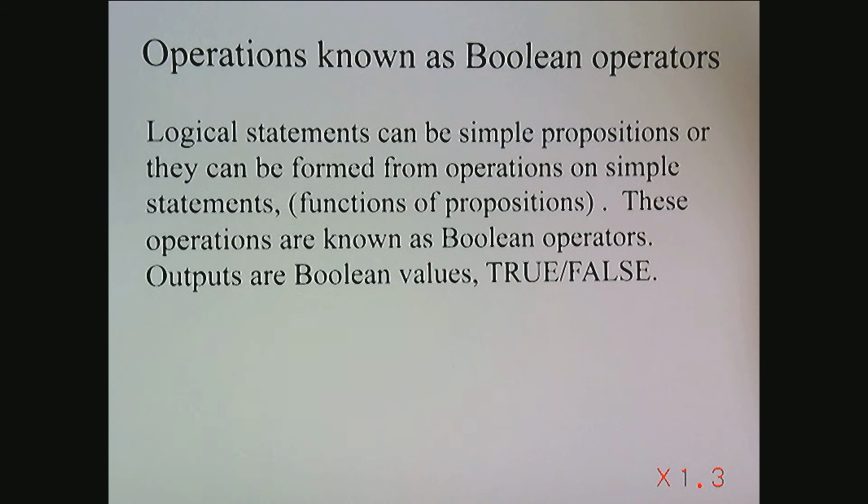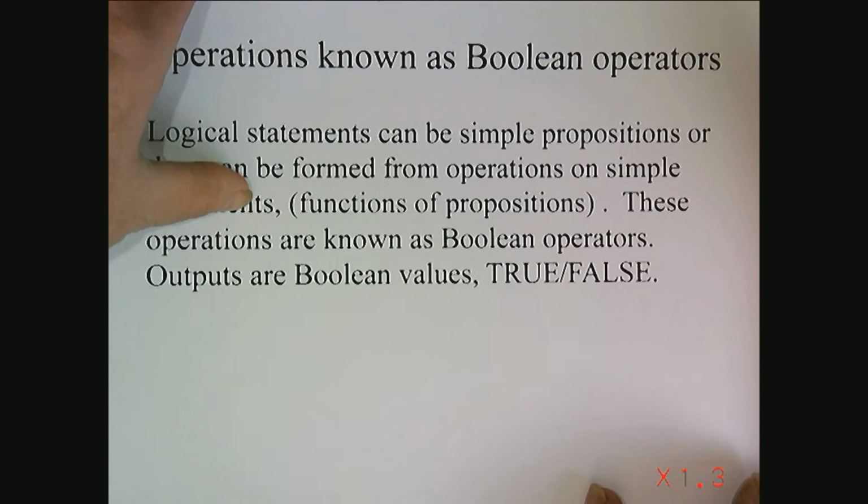So, logical statements can be simple propositions, as the ones we talked about during the last lecture, or they can be formed from operations on simple statements or propositions. In other words, they could be functions of propositions. These operations are known as Boolean operators, and the outputs are true, false. So, propositions.